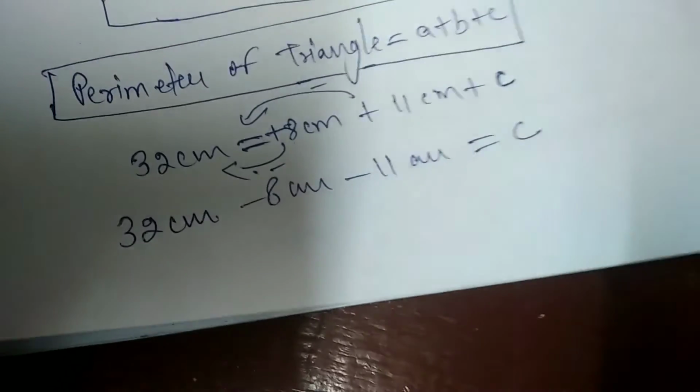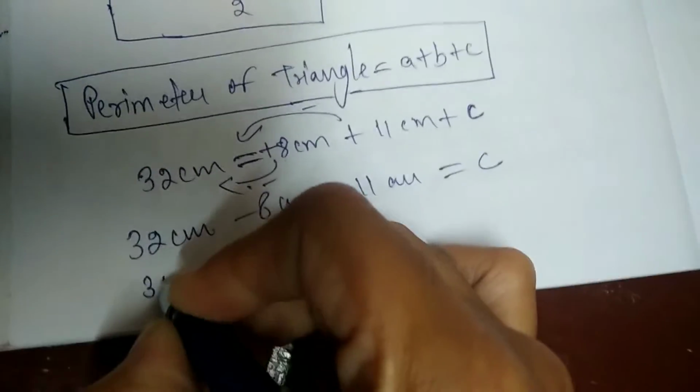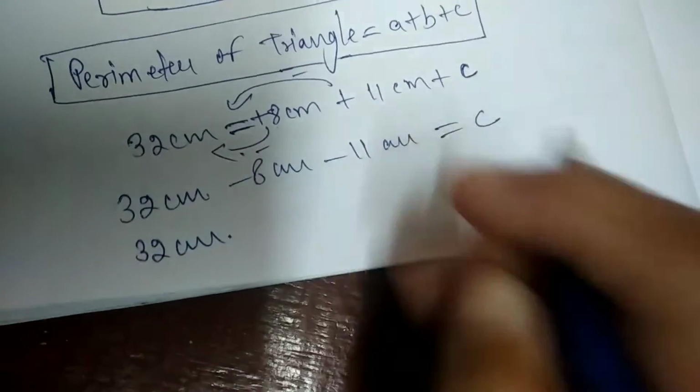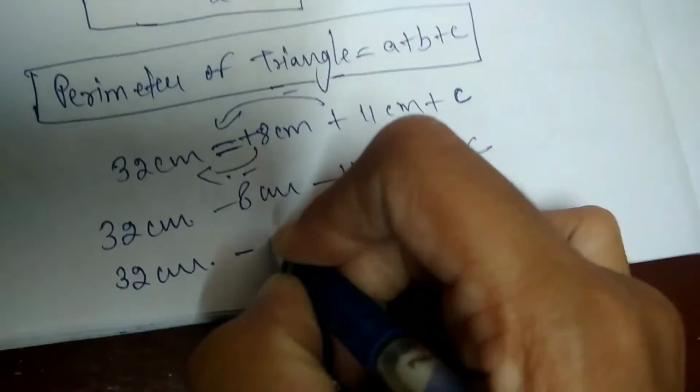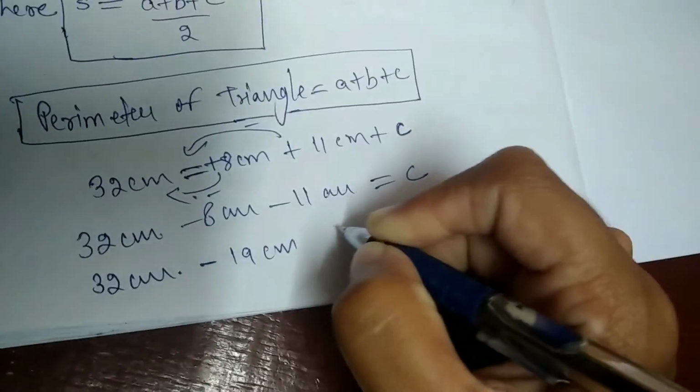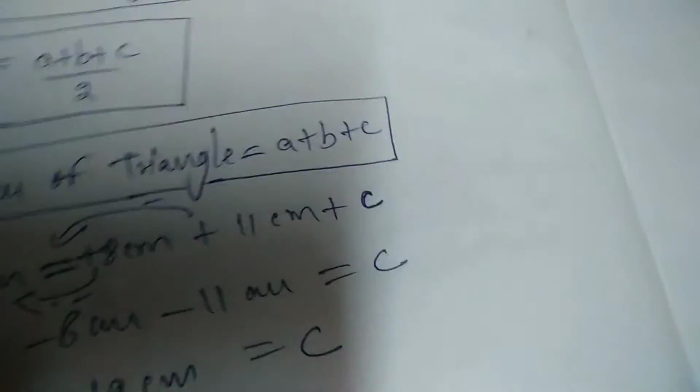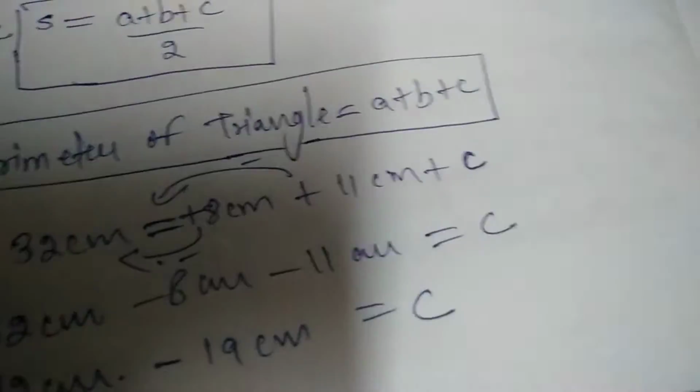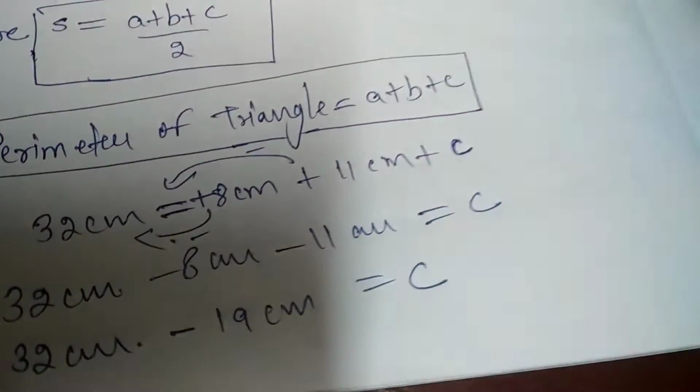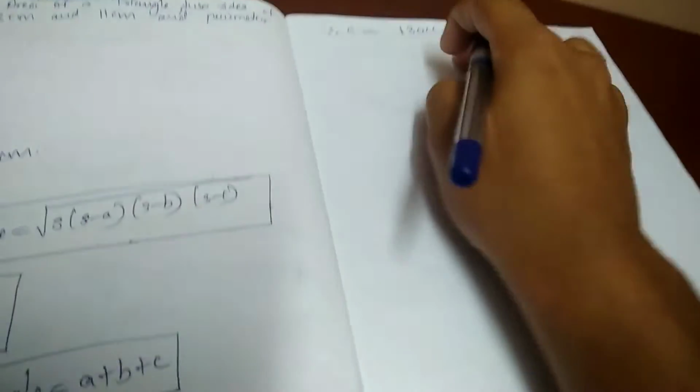So what are you going to do now? It's very simple. Now 32 centimeter, let the both negatives get added. What is the value? Minus 19 centimeter. So you can do any way that you want. Now 32 minus 19, you get the value. You have to write therefore, because here it's upside down, so just write therefore C is equal to, what is the value of C? The value of C is 13. So you got the value of C here.